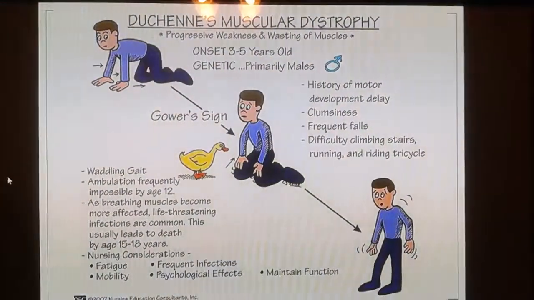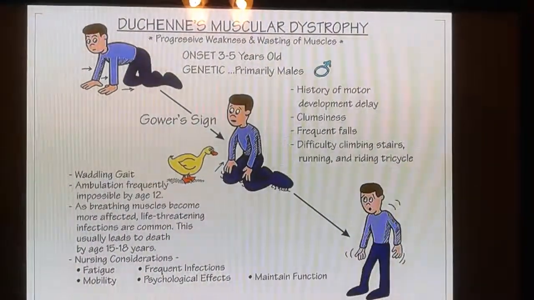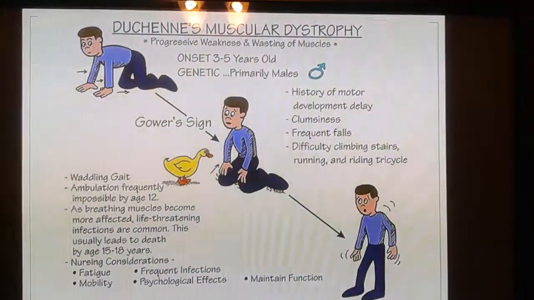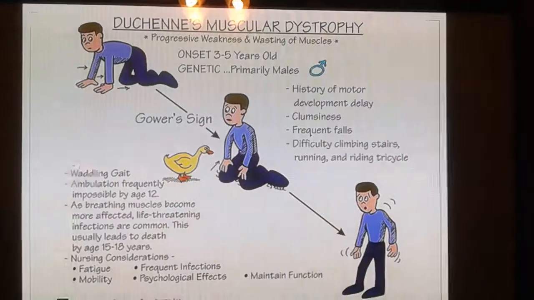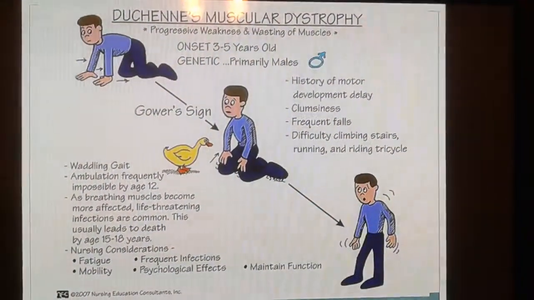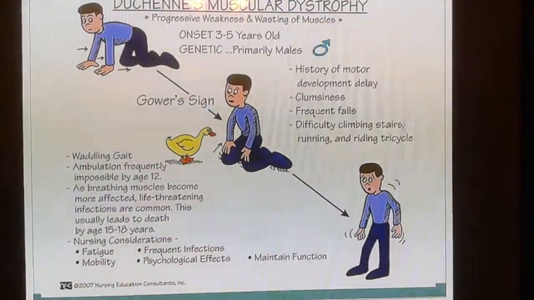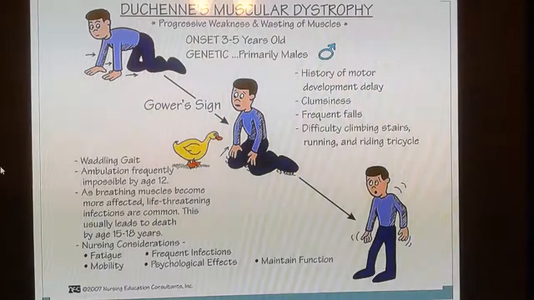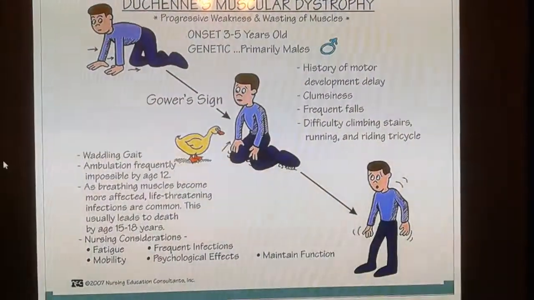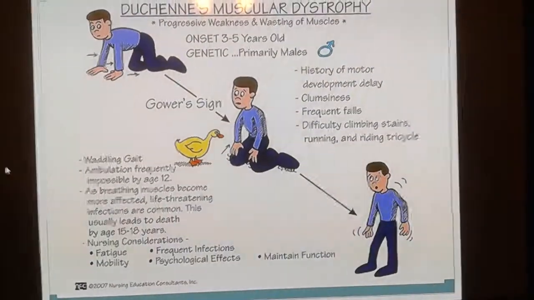This slide shows one of the most common muscular dystrophies, which is Duchenne, and it usually affects kids from 3 to 5 years old, mostly males. And some of the symptoms here talk about what we talked about earlier, which is waddling gait, ambulation frequently impossible by age 12, which will need a wheelchair.